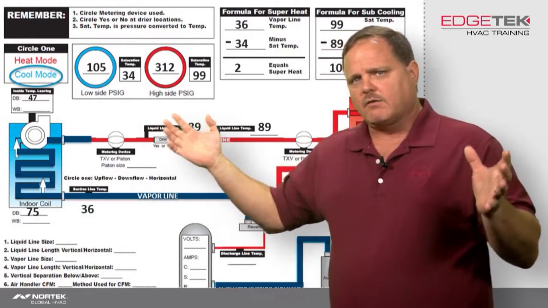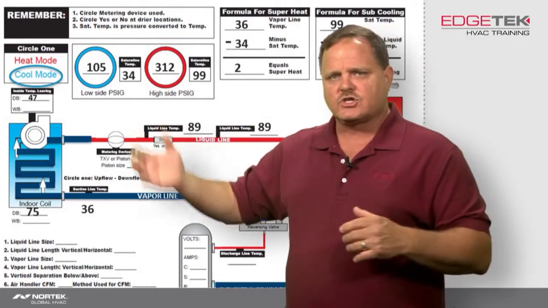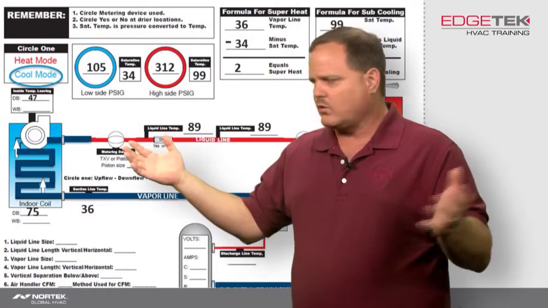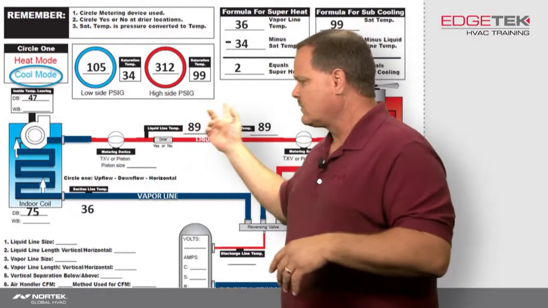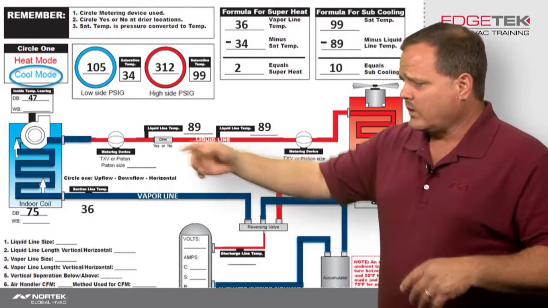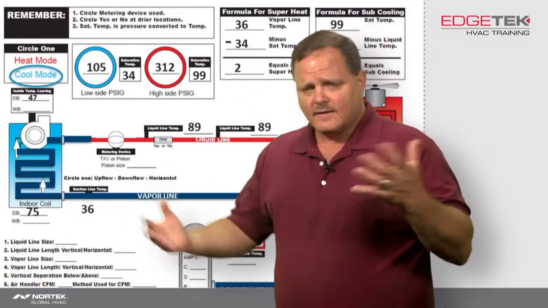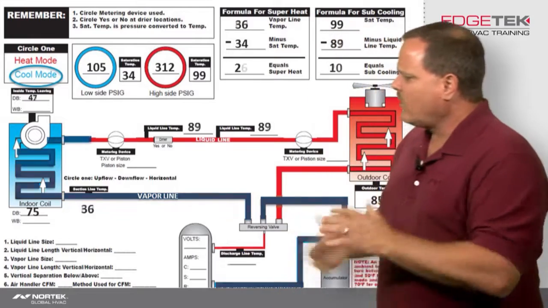One thing I want to point out is we have to have more than just one reading to determine what's going on with the system. We got a lot of things that are telling us that this is low airflow. The 2 degrees of superheat is one, and the 28-degree temperature drop across the coil is another one. So let's move on to another one here.